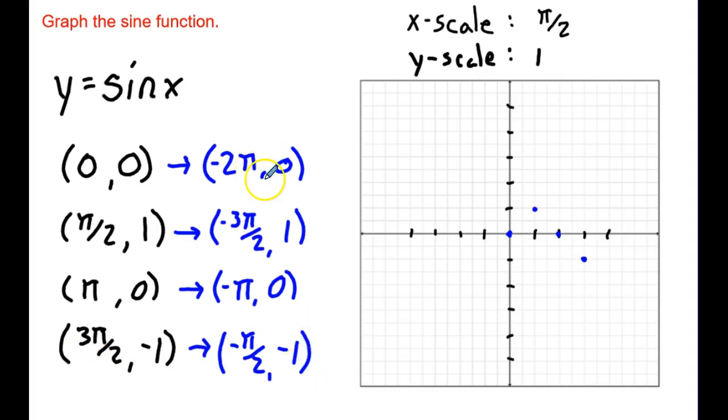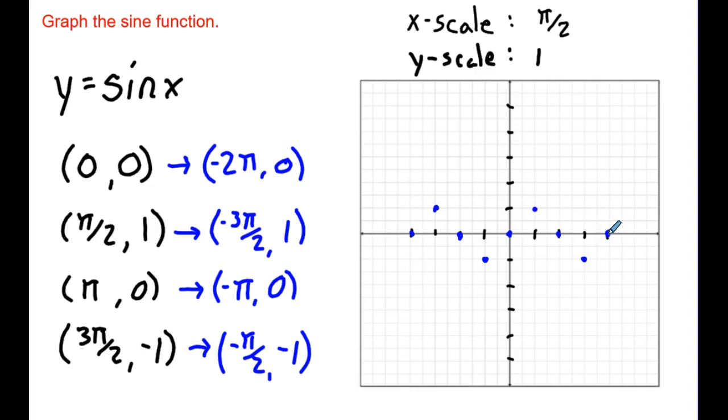Now we can go through and plot these points, starting with this bottom one, negative pi over 2 and negative 1. So going on my graph, here's negative pi over 2, negative 1. I can construct that point. Negative pi, 0, negative 3 pi over 2 and 1, and then negative 2 pi, 0. Also, I know if I have negative 2 pi, 0, and a positive 2 pi, that will be 0 as well. So now I have all these points graphed.